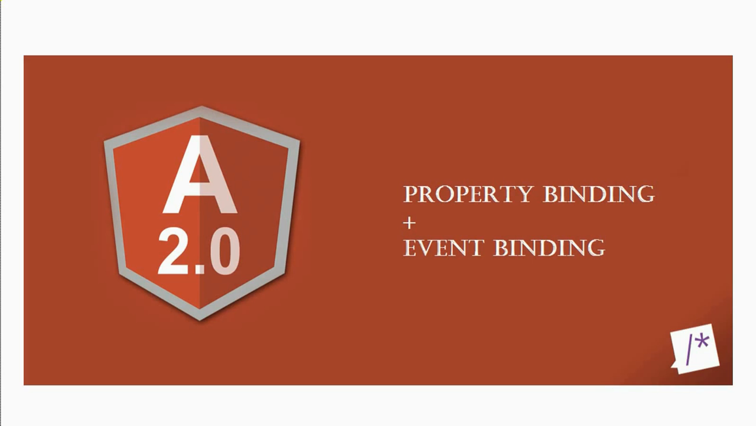Hello, in this tutorial we'll be learning about the concepts of property binding, that is data binding, and event binding. There are a couple of ways to bind data in Angular. There were four types of bindings available in Angular 1, but now in Angular 2 the syntax has changed a bit.